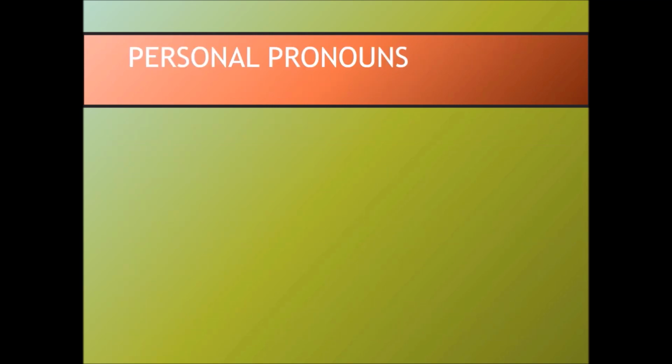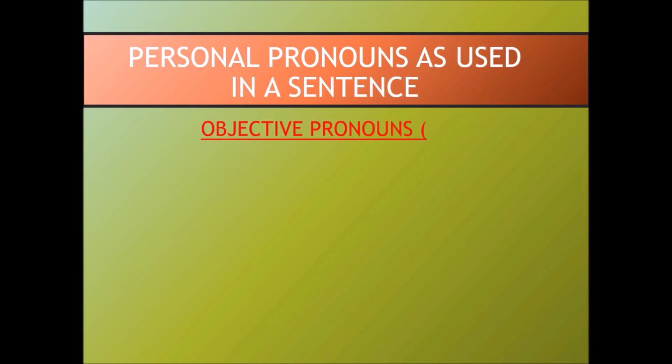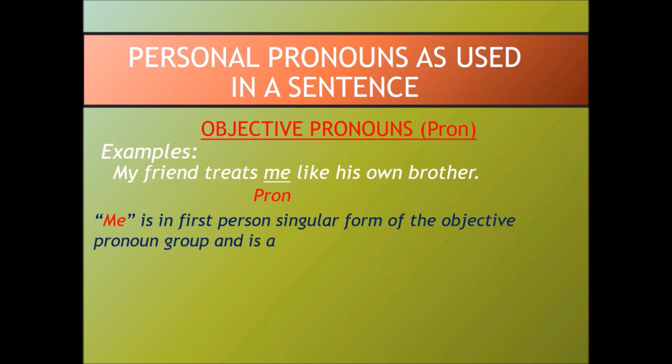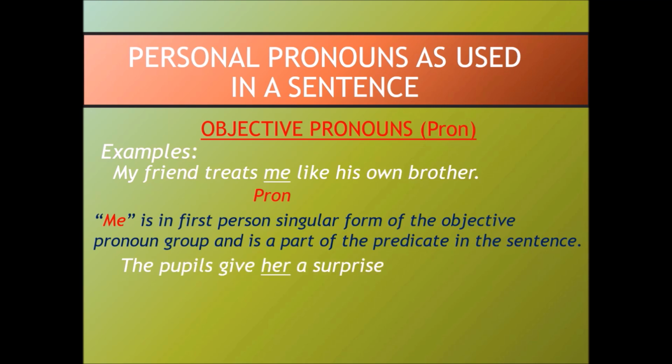Now we work on the objective pronouns. Example: my friend treats me like his own brother, where me is a pronoun there. So me is in first person singular form of the objective pronoun group and is a part of the predicate in the sentence. The second example is the pupils give her a surprise gift, where her is an objective pronoun.